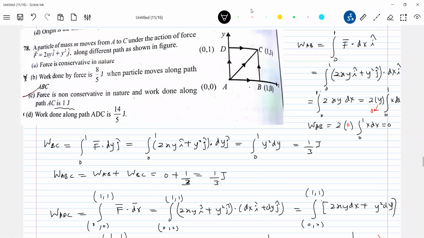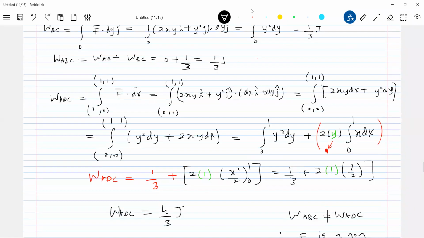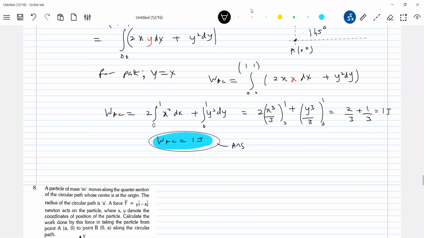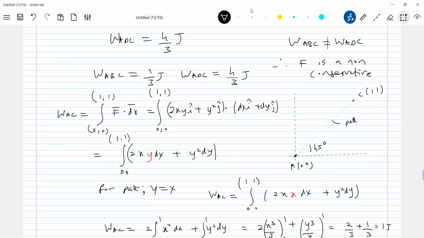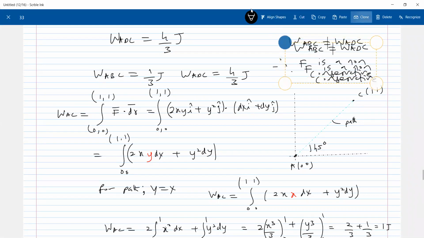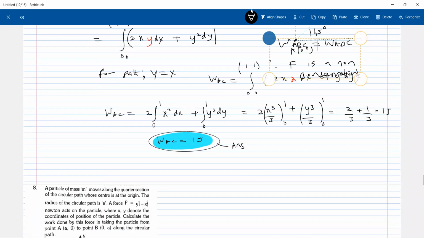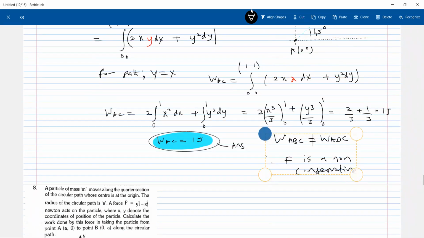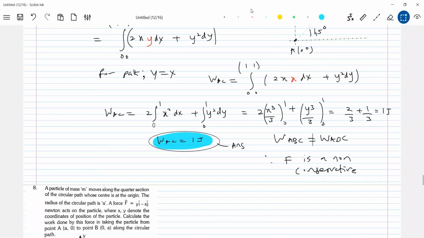So definitely you see work done is different in different paths. So what is the basic conclusion? I think somewhere here, this I'll bring it. I'll firmly conclude that W is not equal to W. So therefore F is a non-conservative force. If the work done is different along different paths, then the force is said to be non-conservative.